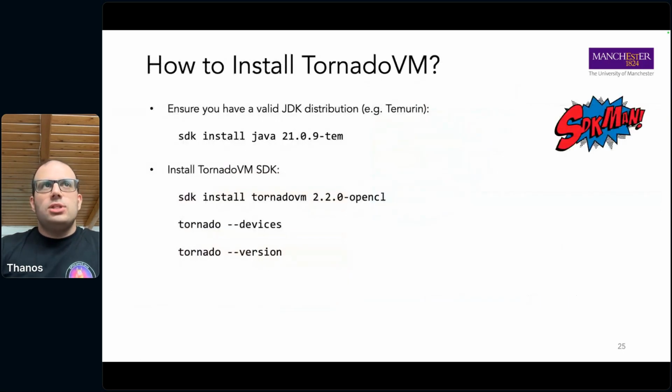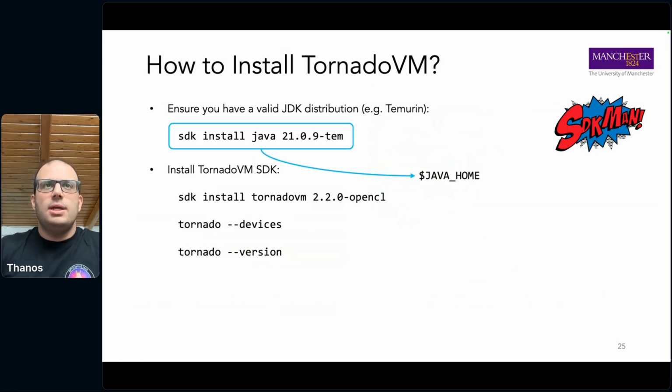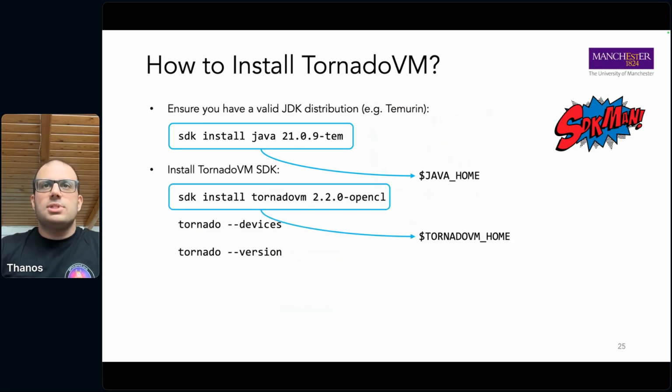So how to install TornadoVM? In a sense, you type sdk install java, and in this case, Temurin JDK 21, because TornadoVM is a technology that relies on the JDK. It is a plugin for the JDK. So we need to have JAVA_HOME exported. And once you have done this, you can type sdk install tornadovm, and this will export a second variable that is required to run TornadoVM on your system. And this will be TORNADOVM_HOME.